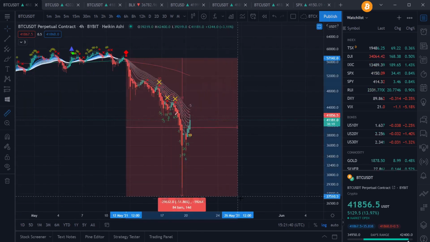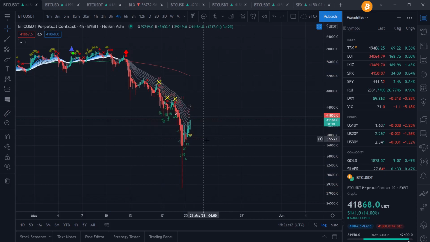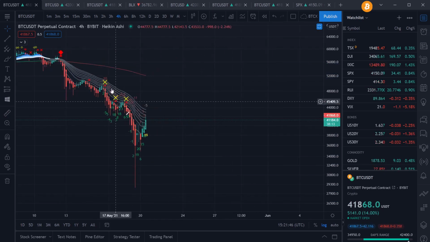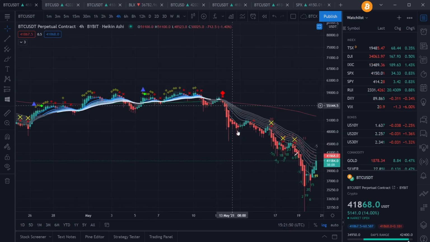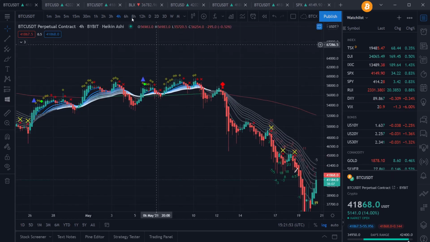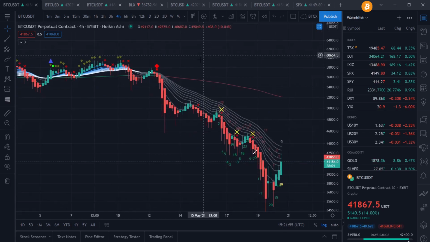Obviously we could have held it all the way down here, but we can't predict the future, and I didn't know we were going to dump to 30. I didn't think we were going to go that far, but we did, right? So these indicate big market reversals on the larger time frames.